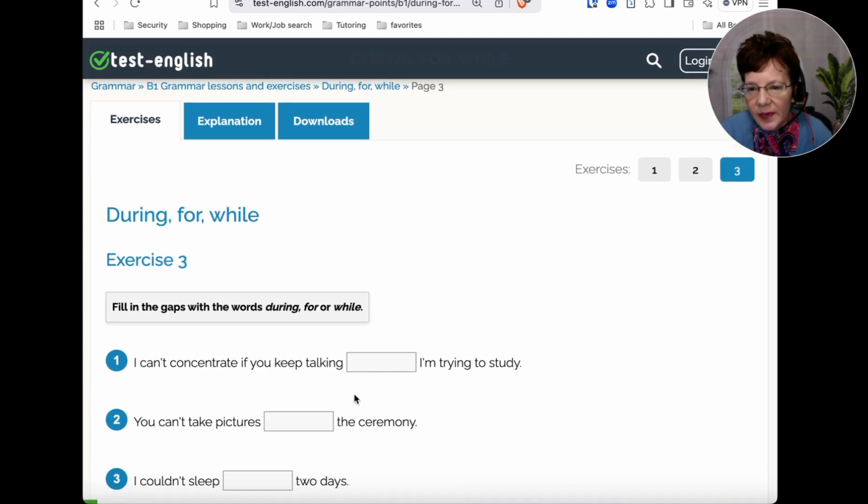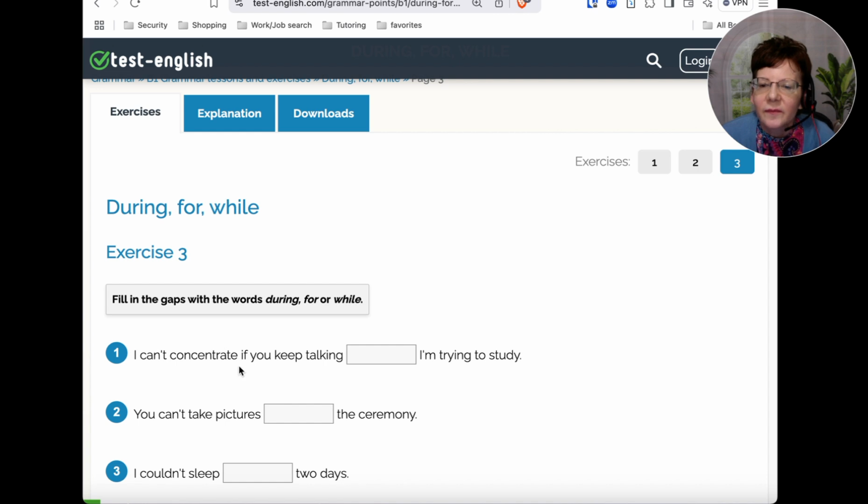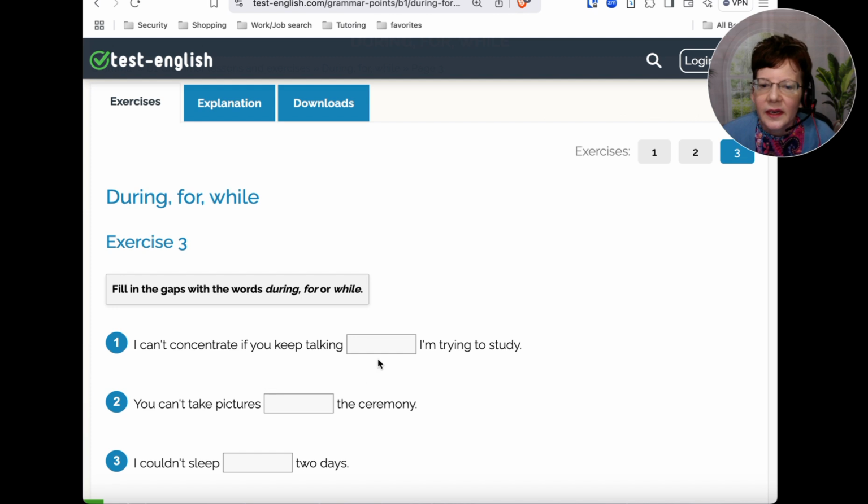So this time we'll type the words in, and well, we have to pay attention to the context. Okay, so number one, I can't concentrate if you keep talking. I'm trying to study. All right, so sounds like two things going on at once. So talking and studying, right? So while I'm trying to study.